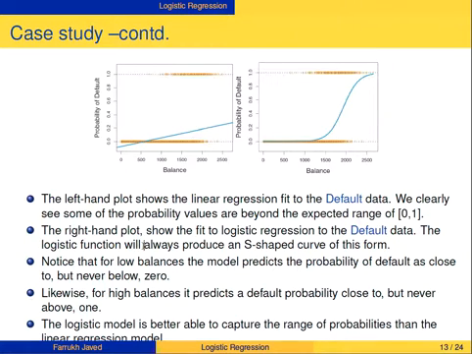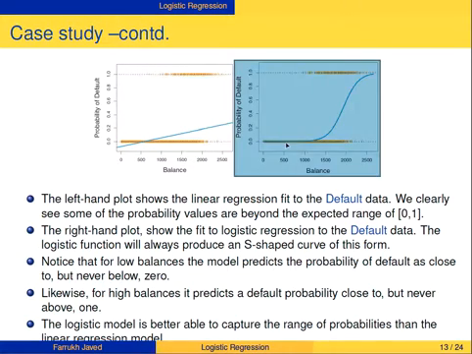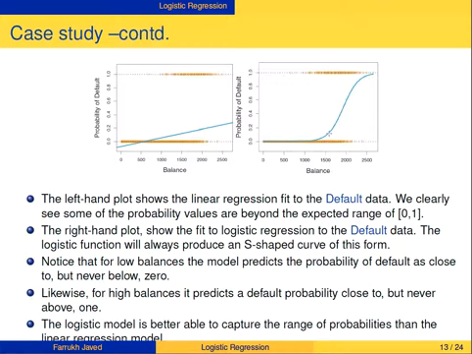And remember, the logistic function will always produce an S-shaped curve, like here. Whenever you run logistic regression, you will see this similar type of curve. Notice that for low balance, the model predicts the probability of default as close to, but never below, 0, of course. So when you have a low balance, the probability of default is almost 0, not negative. But if your balance is increasing, the probability of default is also increasing, right? And here you attain a maximum balance on your credit card, and your probability of default is almost 100%. Likewise, for high balance, it predicts a default probability close to, but never above, 1, right? So the logistic model is better able to capture the range of probabilities than the linear regression model.